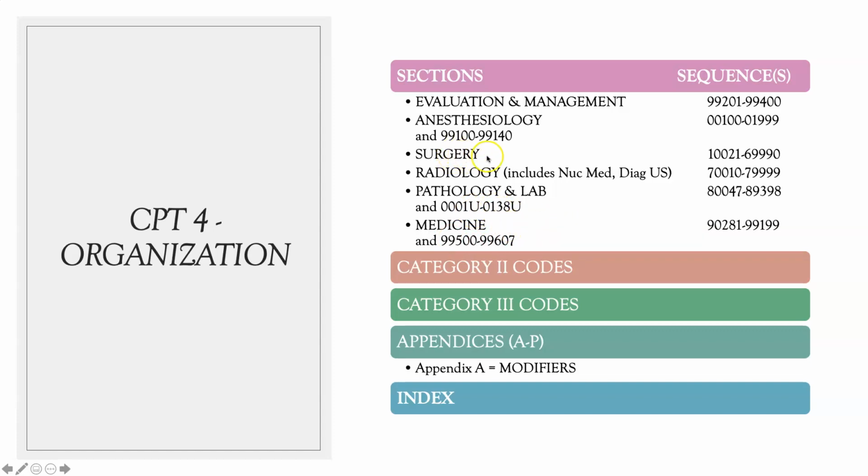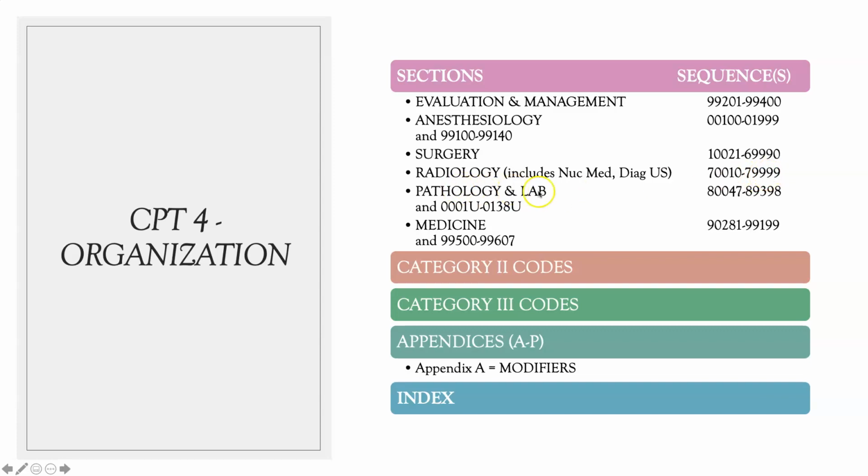Next section is surgery, and that is one of the biggest sections in the CPT book because there are so many procedures that are performed on an outpatient basis. That's going to be 10021 through 69990. You can see that's going to be a huge section that we're going to be working with. The next one is radiology. That's going to include nuclear medicine and diagnostic ultrasound, in the 70010 through 79999 code set.